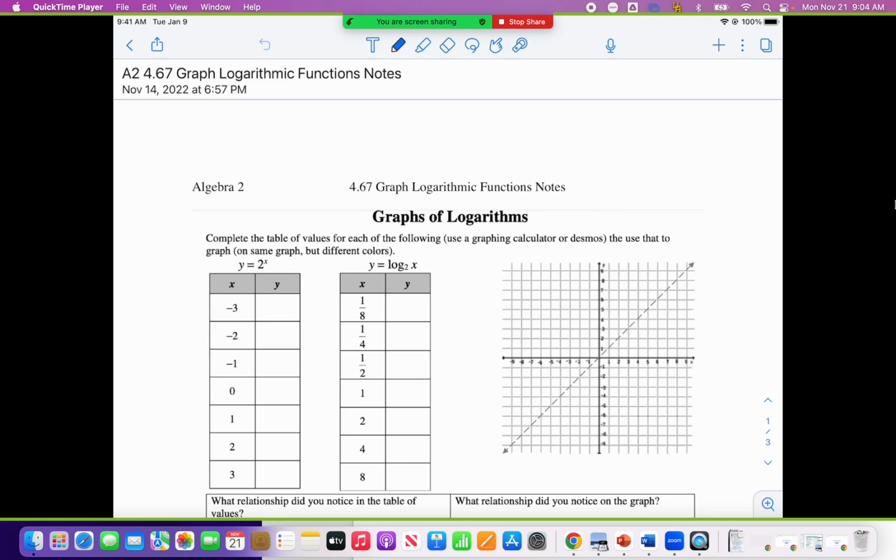Go ahead and fill in the table values. And go ahead and graph it. Okay, so you're starting with y equals 2 to the x.